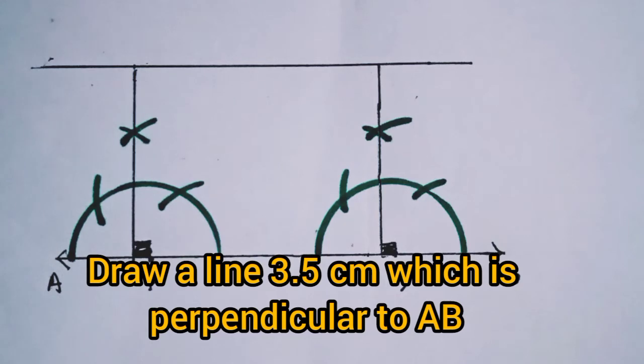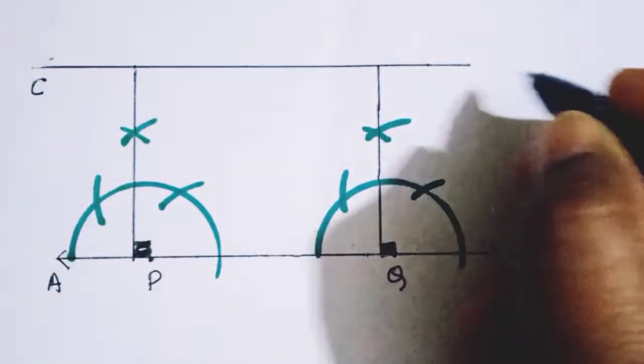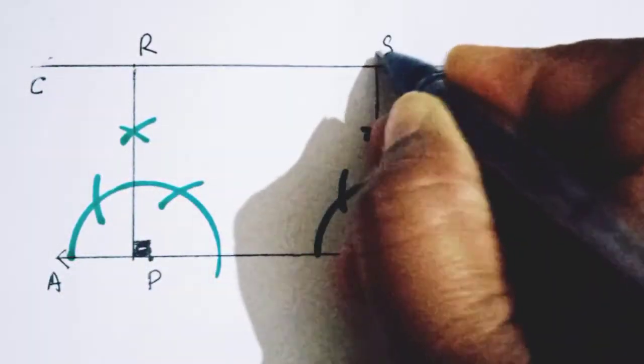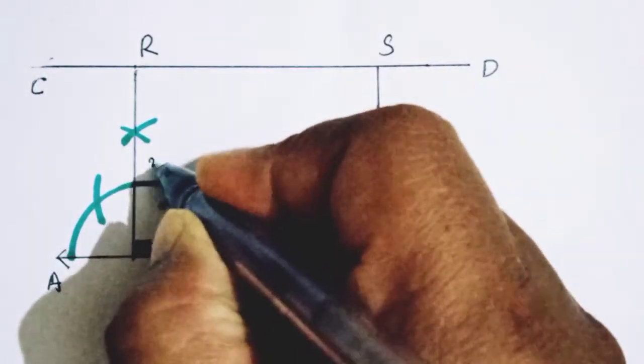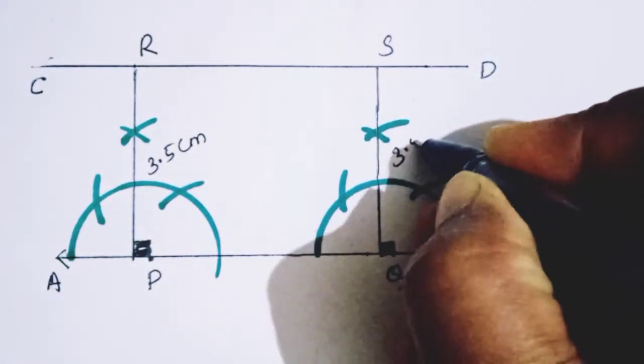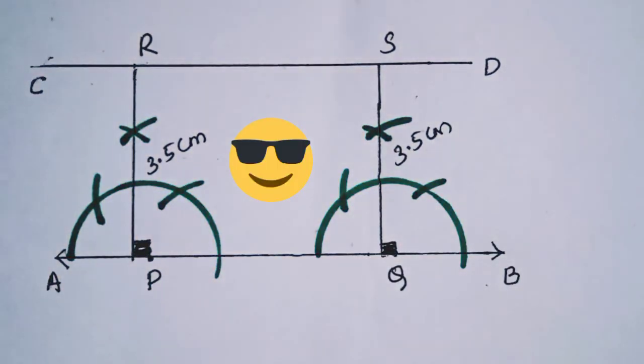Now you can do the naming. Now the construction is almost done. Name it as CD, and this PQ and the other two parts you can name it as R and S. Now when you check, they both are at a distance of 3.5 centimeter and the construction is done.